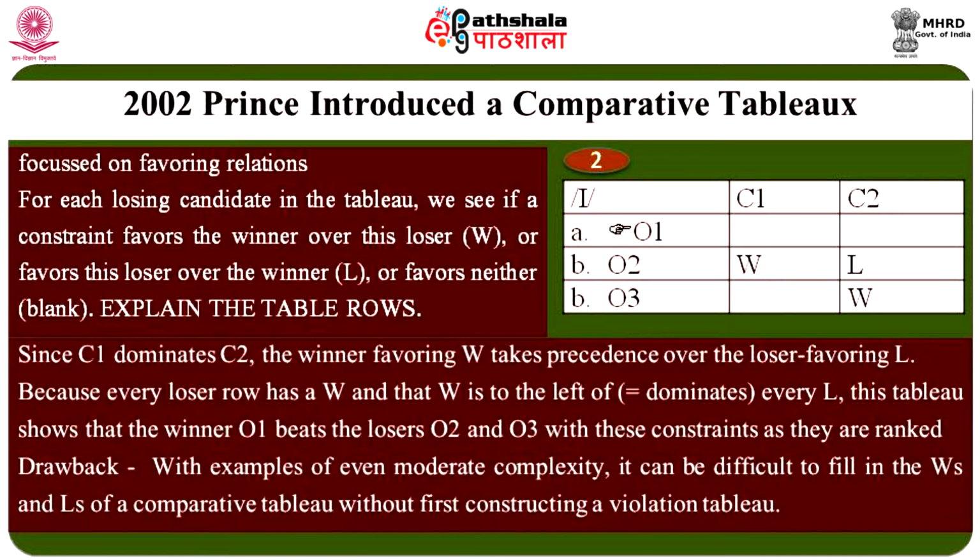Because every loser row, in this case the O2 and O3 rows, has a W and that W is to the left of every L, that is, the W dominates L, this table shows that the winner O1 beats the losers O2 and O3 with these constraints as they are ranked. One of the drawbacks is that with examples of even moderate complexity, it can be difficult to fill in the Ws and Ls of a comparative table without first constructing a violation table.